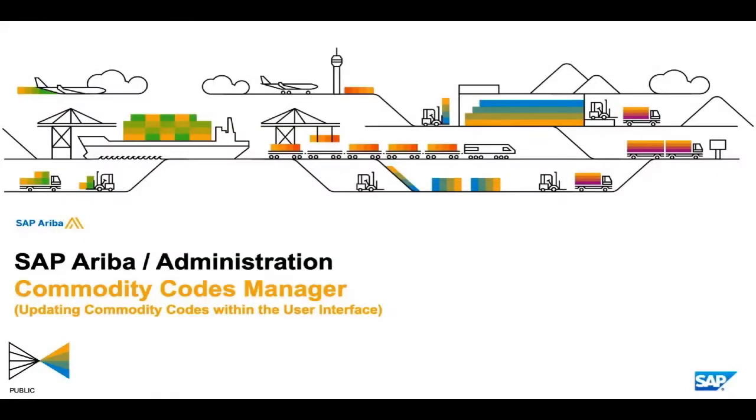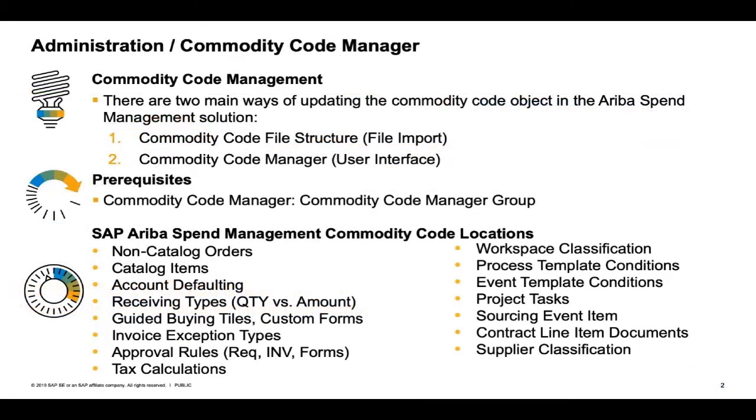Today's session, we are going to discuss how to update commodity codes within the user interface using the Commodity Code Manager. Commodity code management spans all modules within the Ariba sourcing suite of products. In the bottom half of the screen, you'll notice there's two columns, one on the left, which equates to the buying and invoicing module, and the column on the right equates to the module related to sourcing suite of products. Those are all different objects that can be utilized by the commodity code. So it's very important to make sure that your commodity code program is aligned across all the modules.